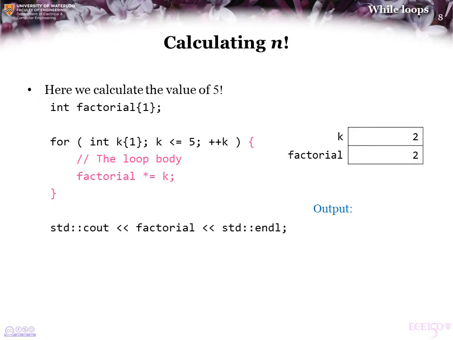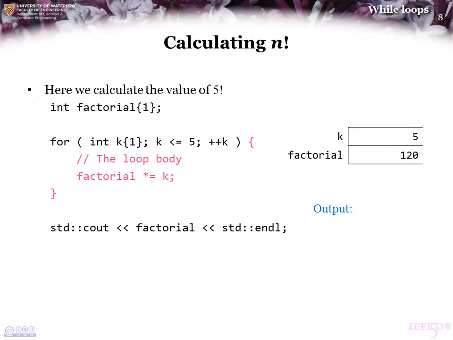We increment the value of k at the end of the loop body, so now k is equal to 3, the condition is true, we now multiply factorial by 3, which is 6, and after the loop body has been executed, we increment k. The condition is true. We multiply factorial by 4, giving us 24. We increment the value of k. We test the condition. It's still true. So therefore, we multiply factorial by 5, giving us 120.